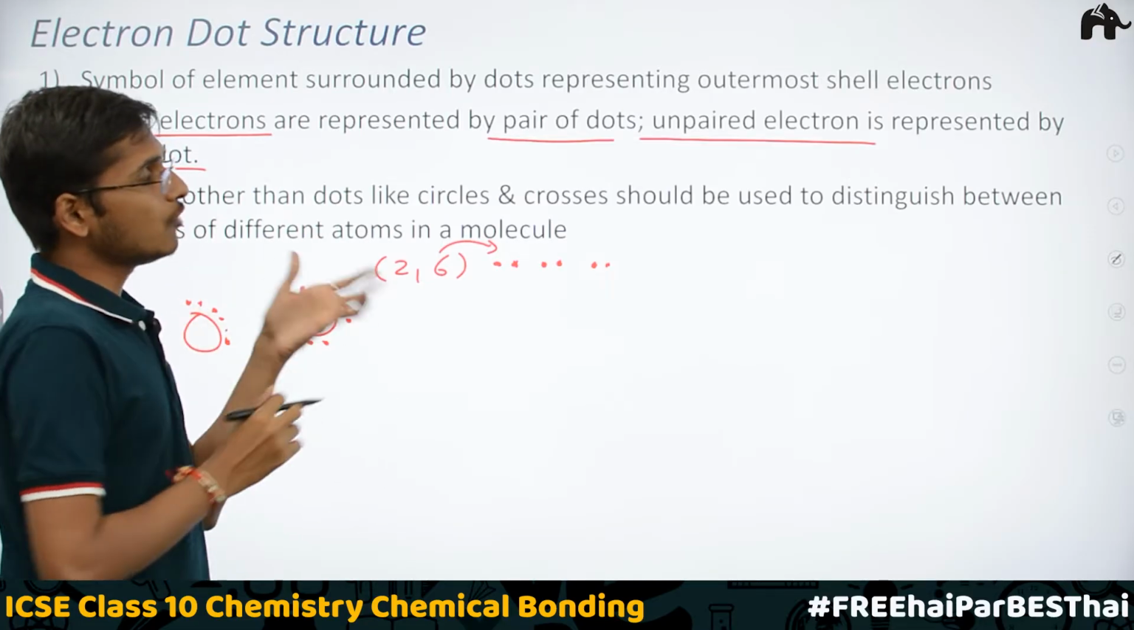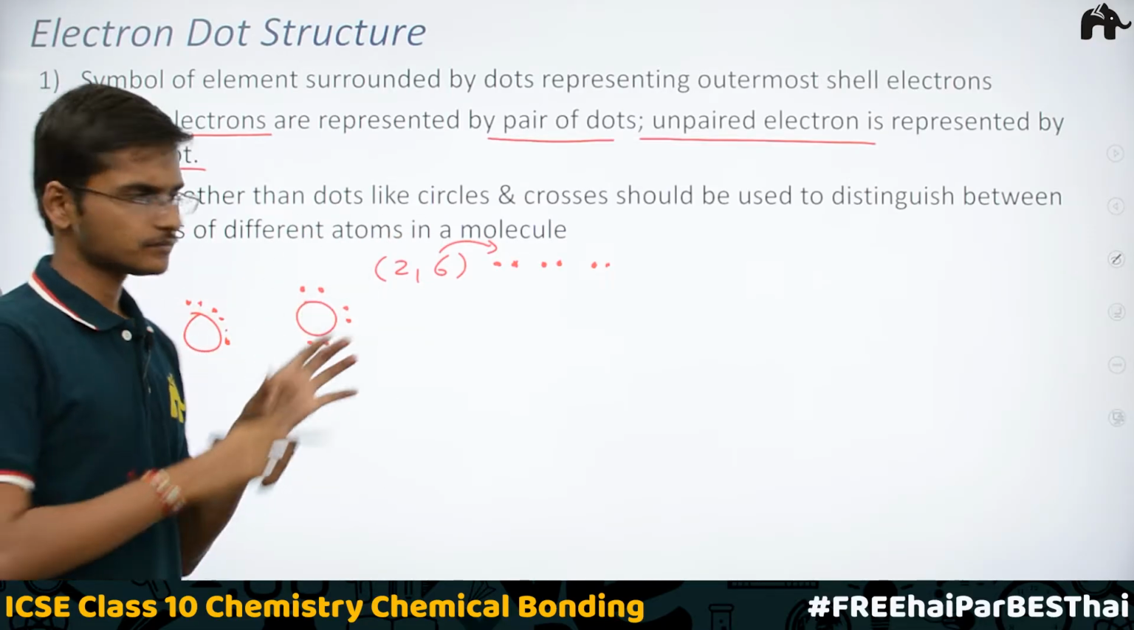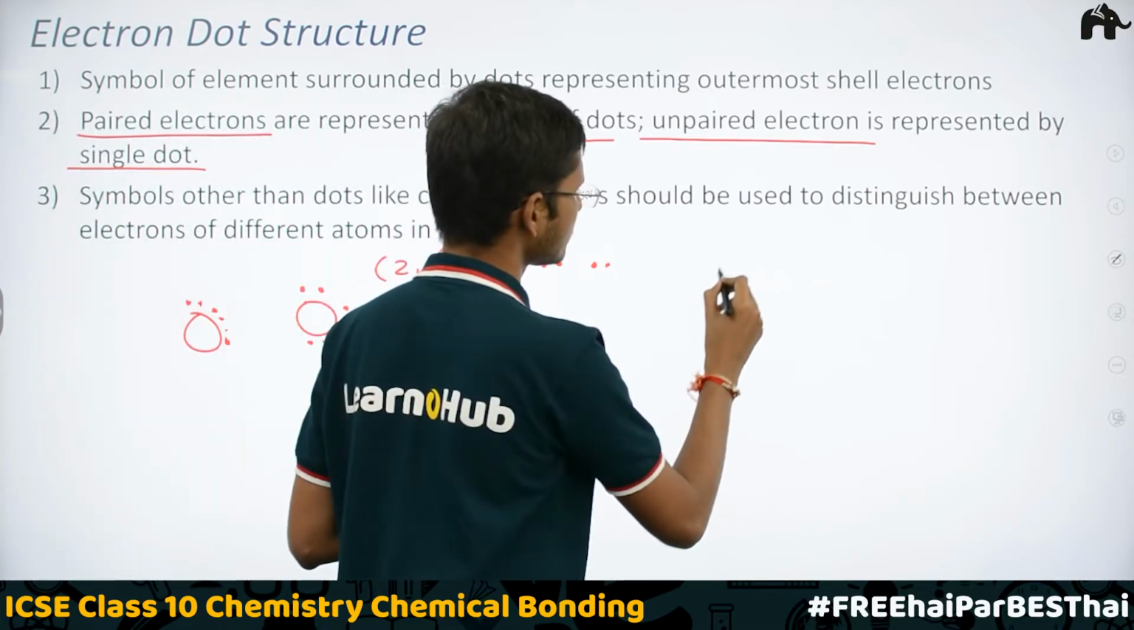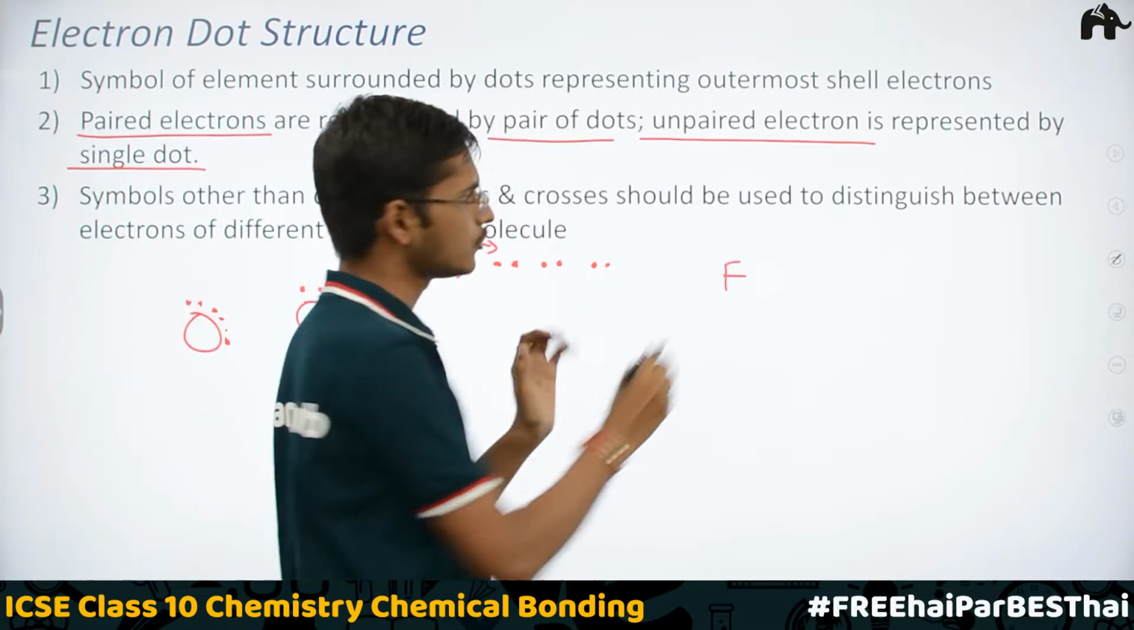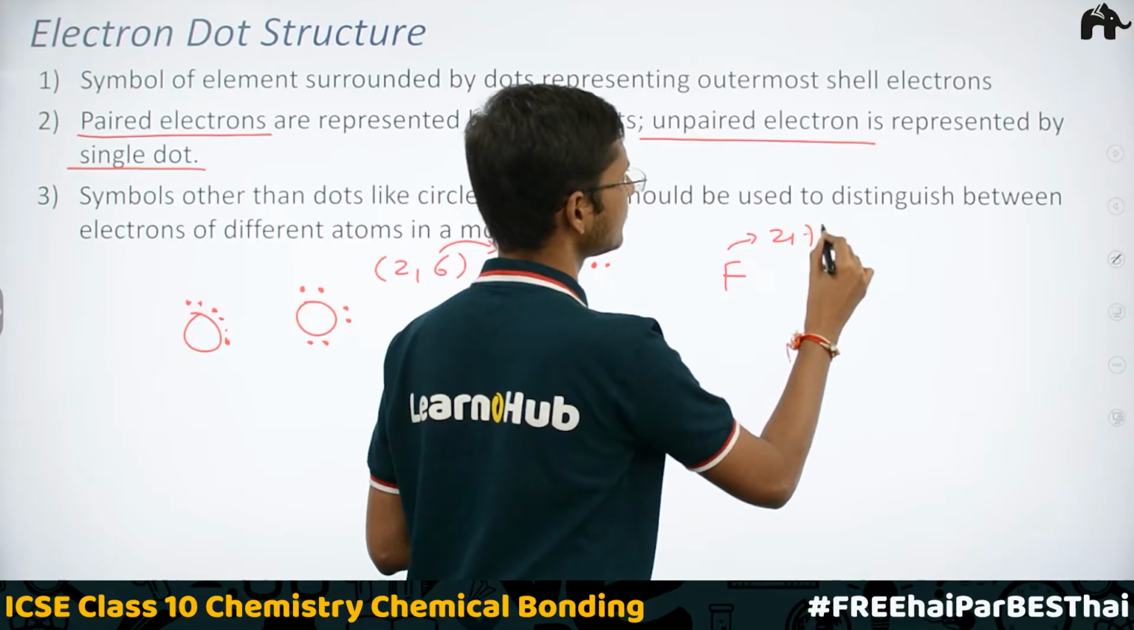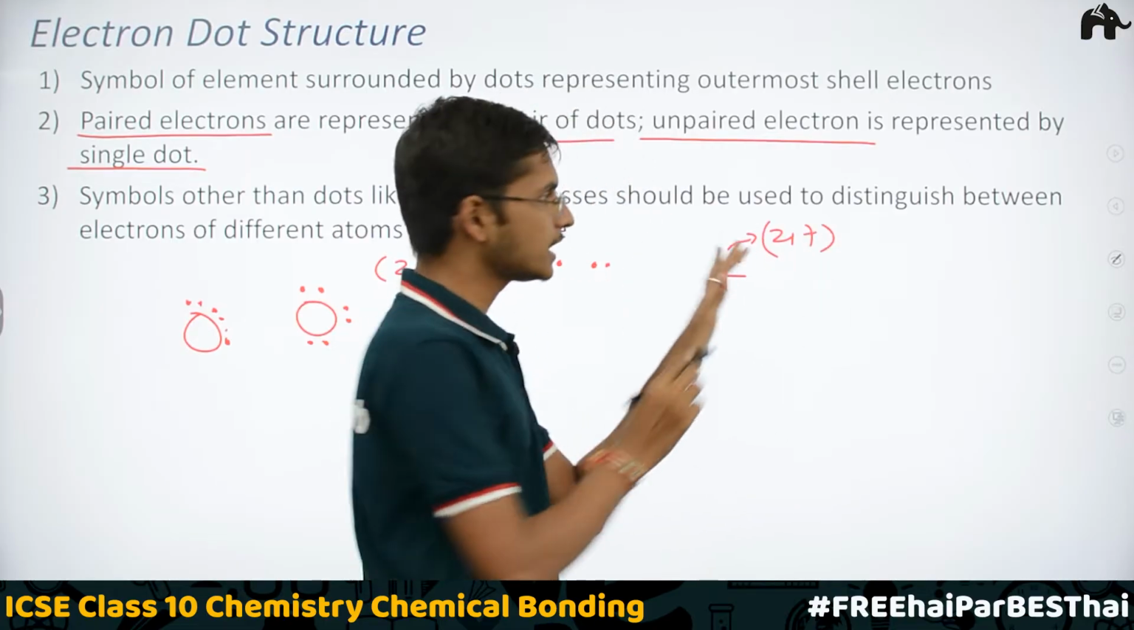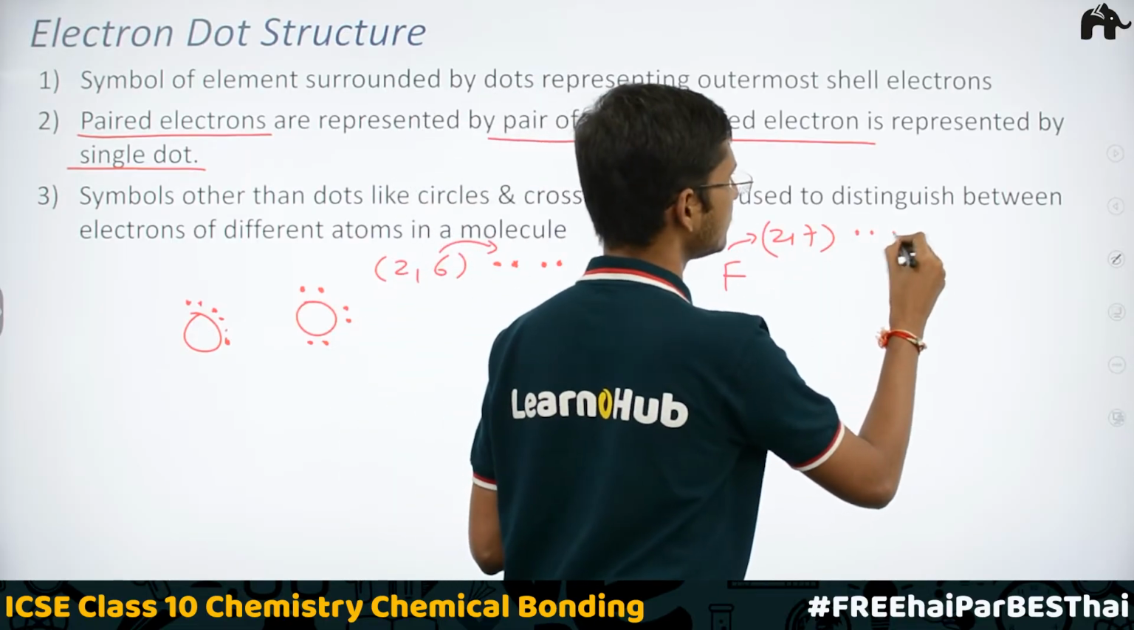Now how would I represent the unpaired electron? With the help of a single dot. So let's take an example of fluorine here. Fluorine has electronic configuration 2,7. So I would again pair up the electrons. So 6 electrons would be paired in this way.